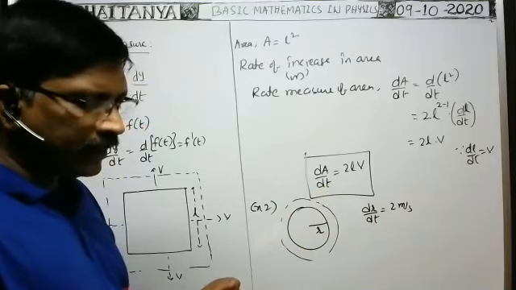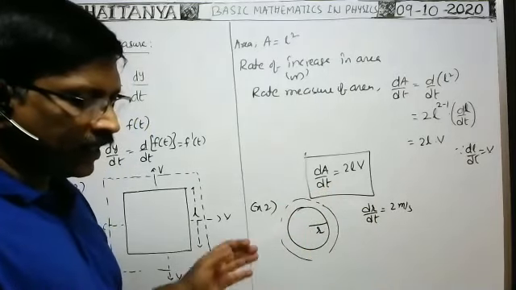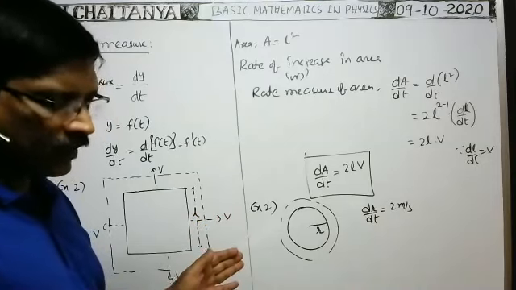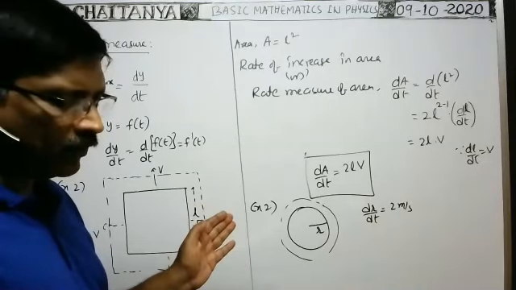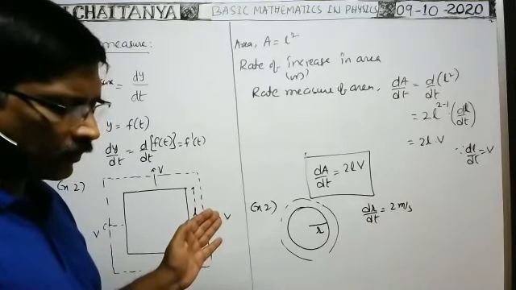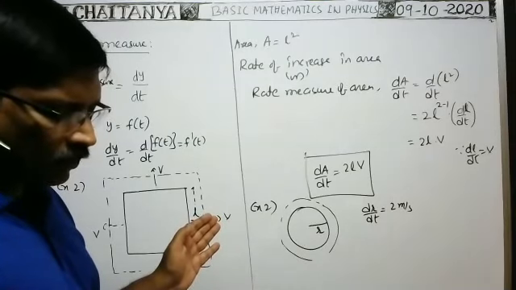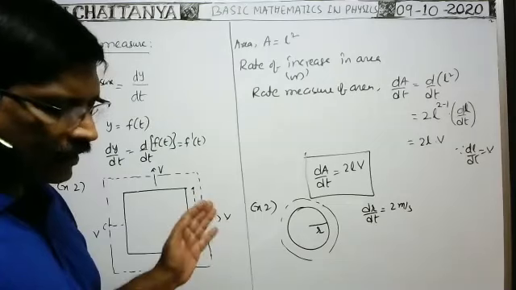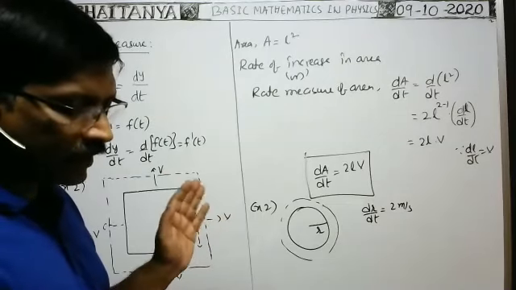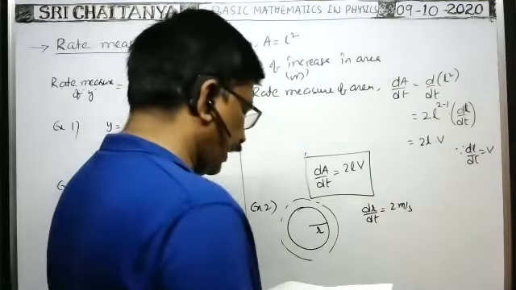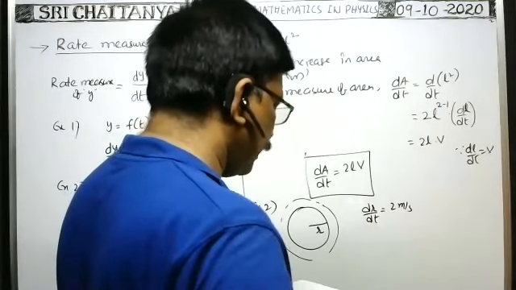So upon heating, the radius of the sphere increases at the rate of 2 meters per second. Then find the rate of increase in its volume when r is equal to 3. When r is equal to 3, what is the rate of increase in volume? Rate of increase in volume is what they asked.